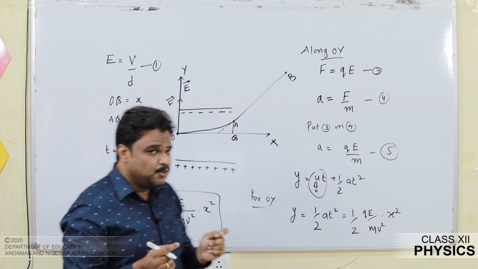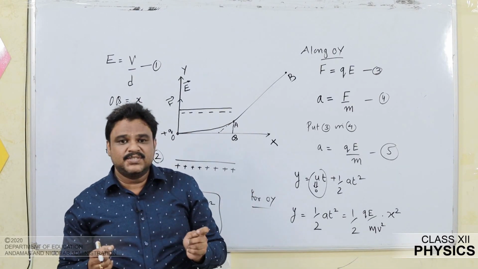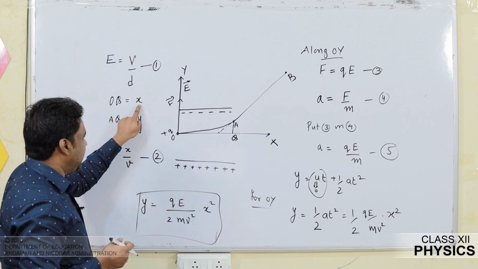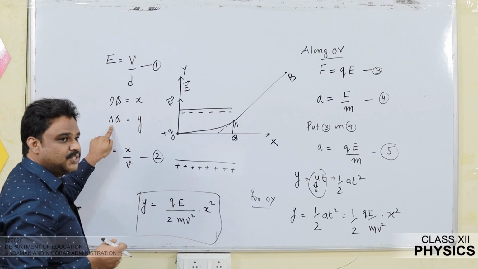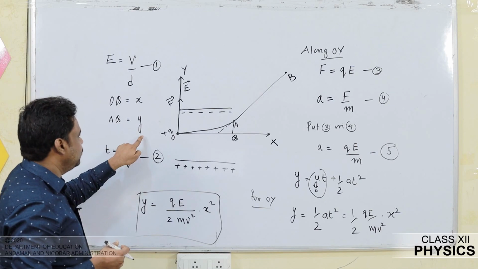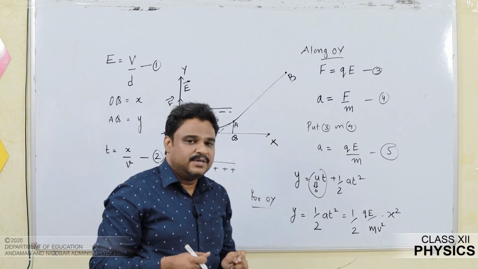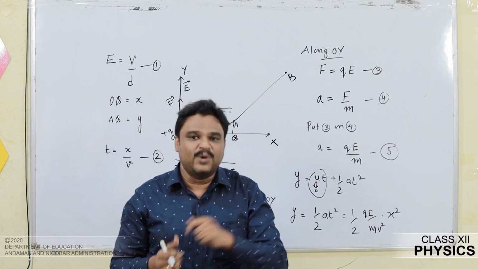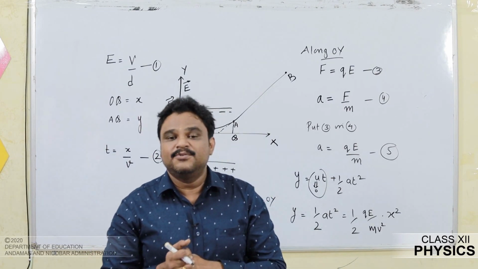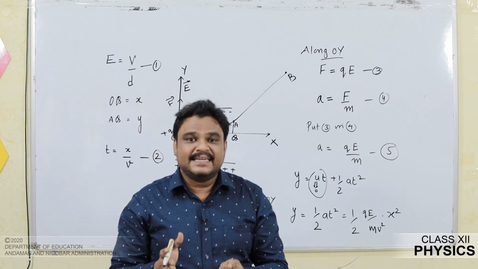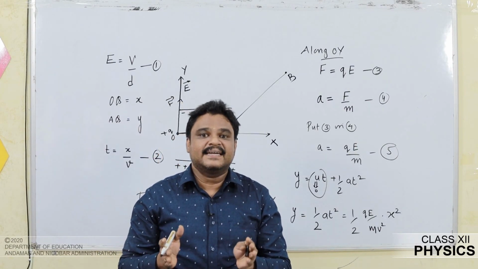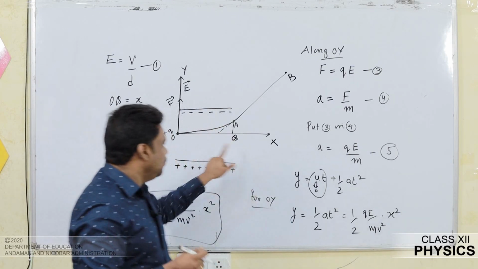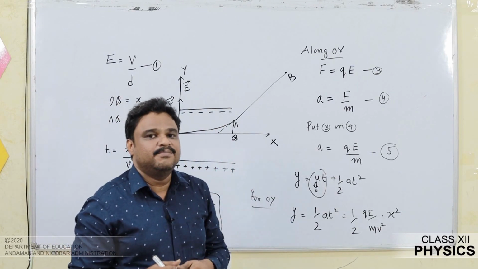During this motion the charged particle covers a horizontal distance. I am going to mark the horizontal distance OQ is equal to x. In addition it covers a vertical distance AQ is equal to y. Now the force acting on the charged particle is only along OY. This is the most important thing. The force does not act along OX. This means the distance OQ is covered with uniform velocity.